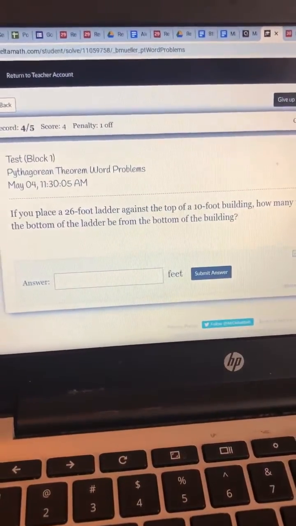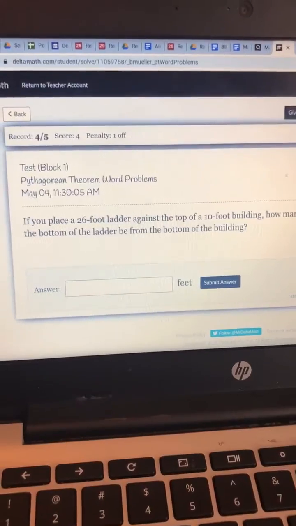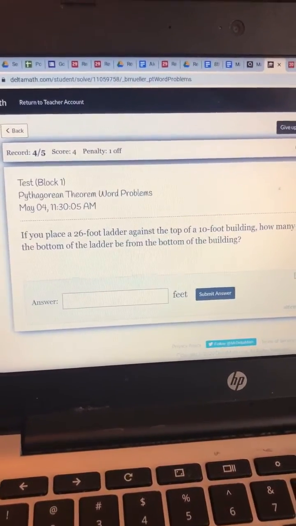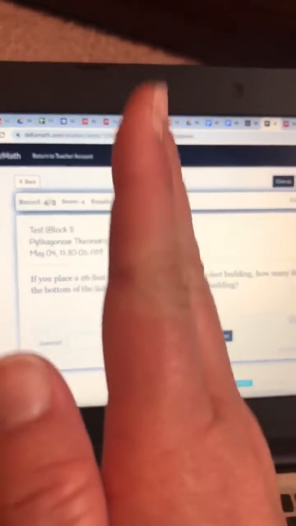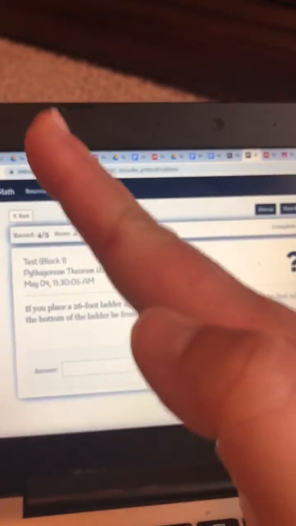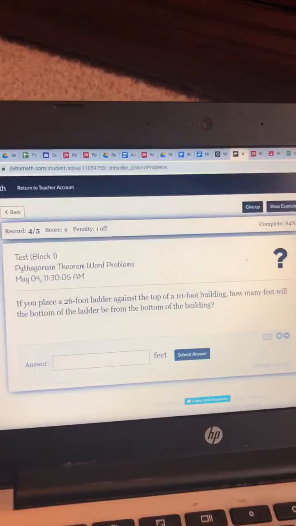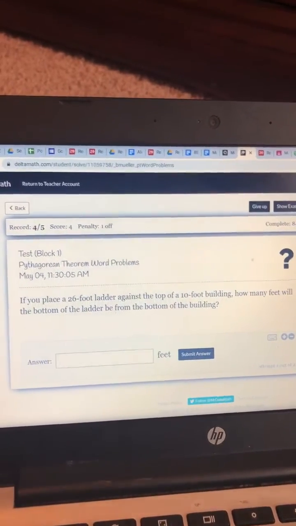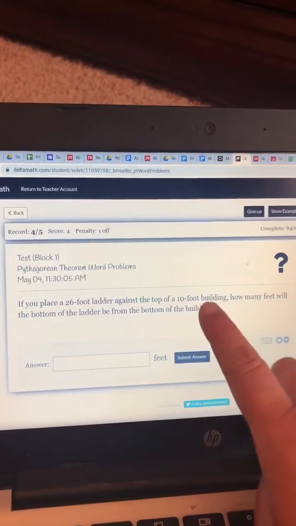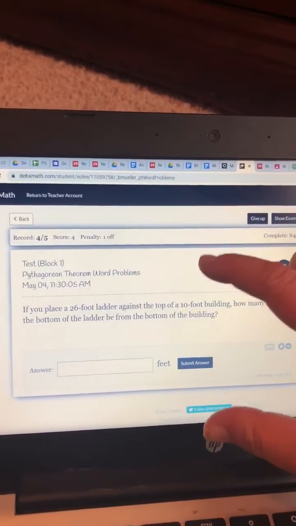And now I've got a ladder. Make sure you remember when you place a ladder against something, you're not going to put it straight up. You're going to have it at an angle. So it's actually giving me my hypotenuse when it says a 26-foot ladder against the top of a 10-foot building. So that would be this distance right here.